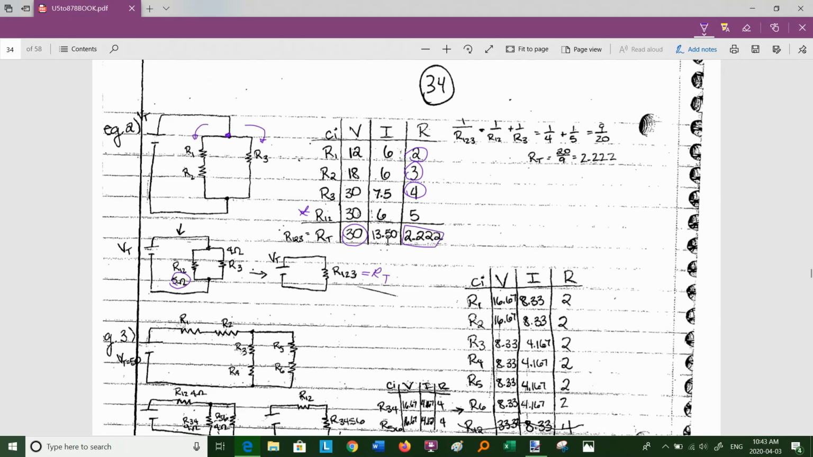What does that mean? Well, let's see. That's helpful to check what's going on. The voltage across R3 and R12 has to be the same.